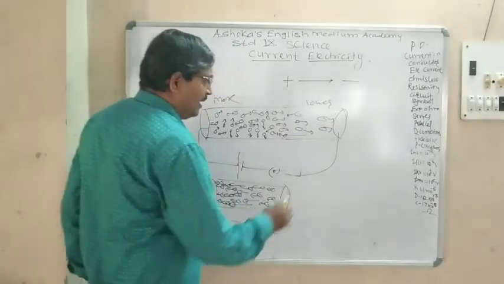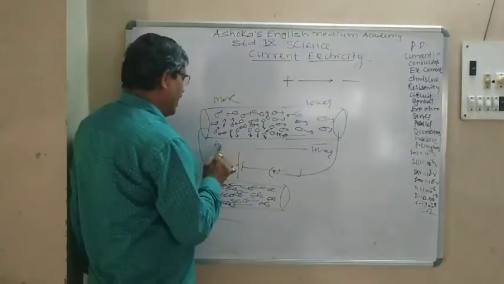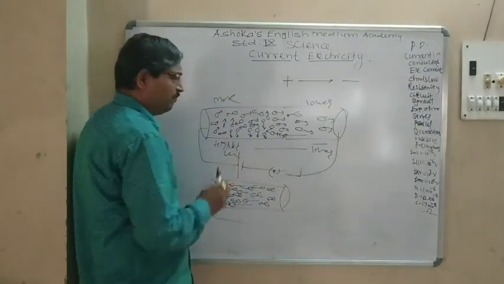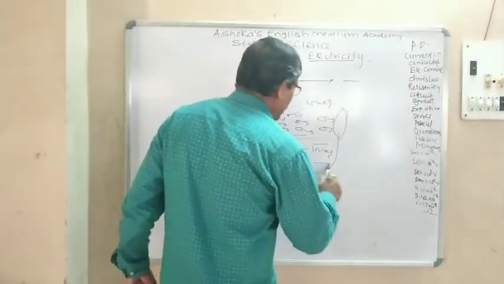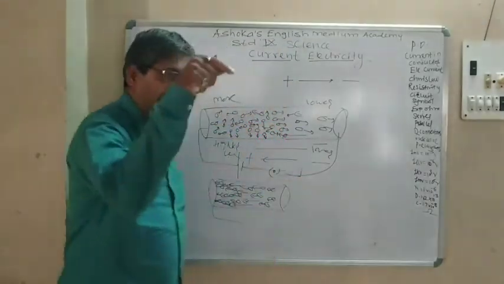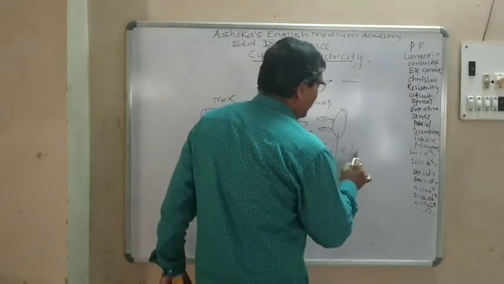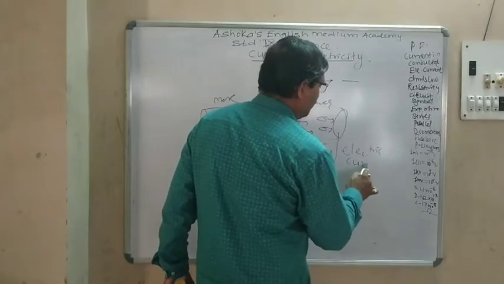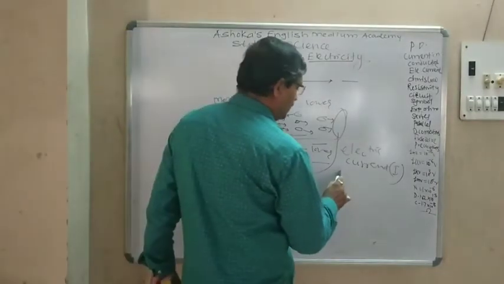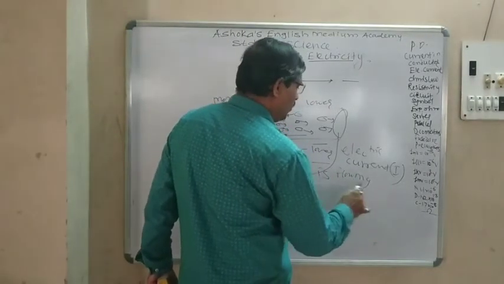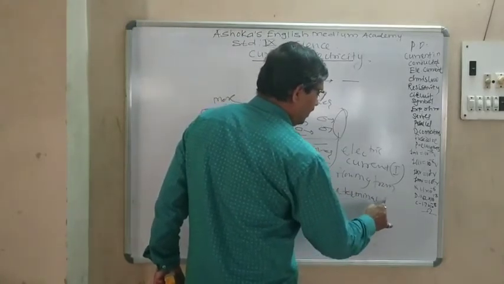What happened? These electrons are flowing from a lower level to a higher level. Electrons are moving from the lower level to the higher level. It means from the negative terminal to the positive terminal. And it is the truth. What is the truth? That electric current, which is called I, is always flowing from the negative terminal to the positive terminal.